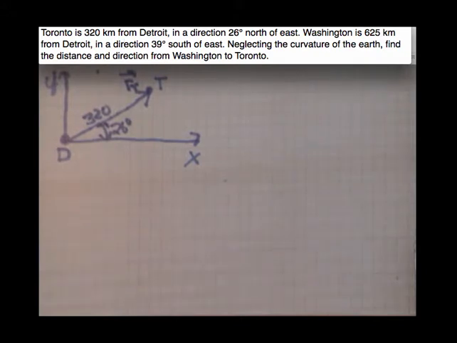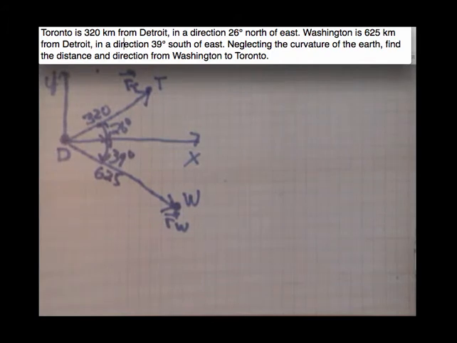Similarly, I can put another dot which indicates the position of Washington. And Washington is located south of east, so I'm going to draw Washington in the lower right-hand quadrant. And I'm going to draw my vector indicating the position of Washington with respect to Detroit. We're going to call this vector R sub w. And we're told in the problem that this vector is 625 kilometers long and makes an angle of 39 degrees with respect to the horizontal or easterly direction.